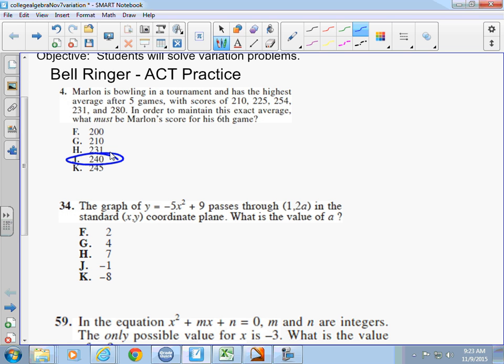The graph of negative 5x squared plus 9 passes through the point (1, 2a) in the xy coordinate plane. What is the value of a? Well, let's find out what it goes through at 1. Could I plug in 1 and find out the y value? Do that.